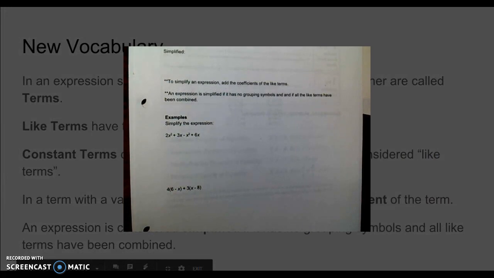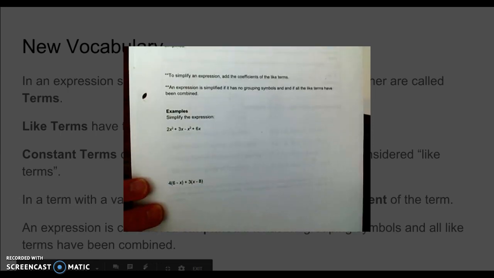A couple of key points in the middle of the front side of your note page. When we're simplifying an expression, the way we're going to do that is add the coefficients of the like terms, and we'll see an example of that momentarily. An expression is completely simplified if it has no grouping symbols and if all the like terms have been combined. So we keep doing those things, combining pairs of like terms or more than two of the same like term until there's no more that we can do. So let's take a look at an example of that.